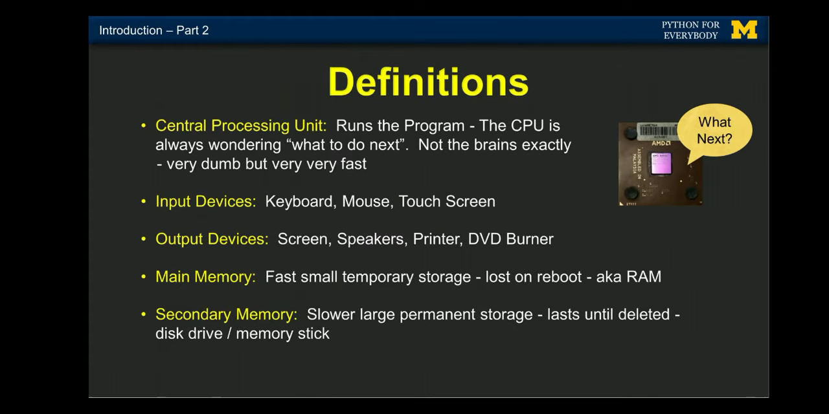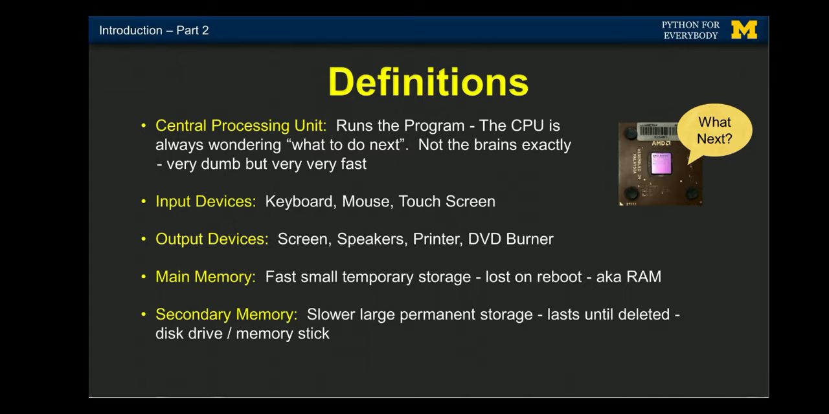Coming further are the definitions. Central processing unit: as we all know, it runs the program. The CPU is always wondering what to do next. Not the brains exactly, very dumb but very real fast. Dumb in the sense that it needs external instructions to be carried out in order to do the next work.